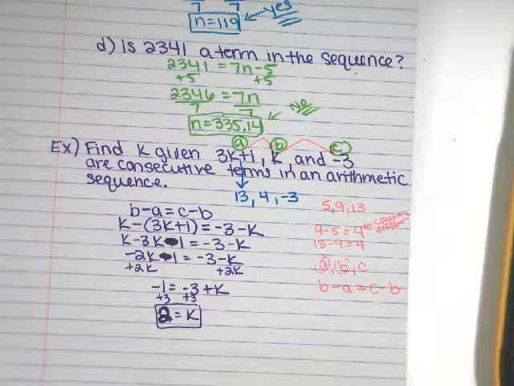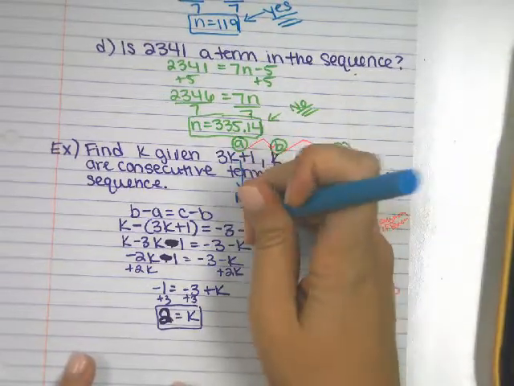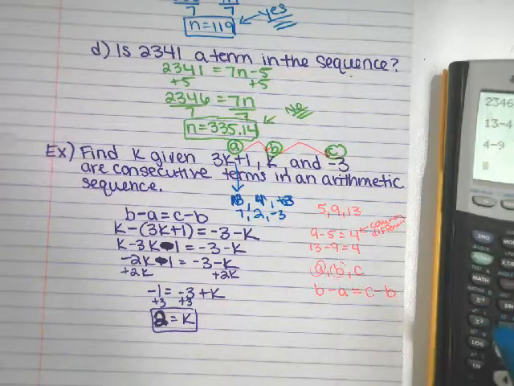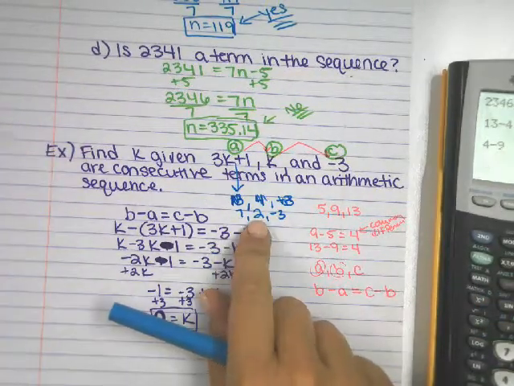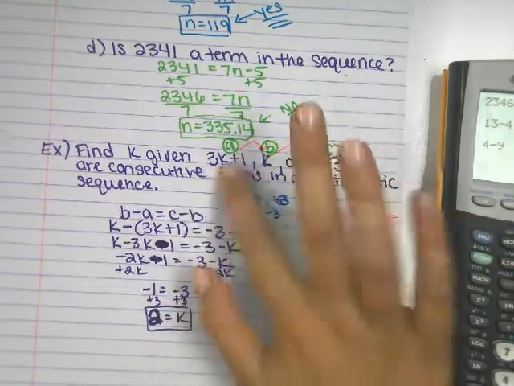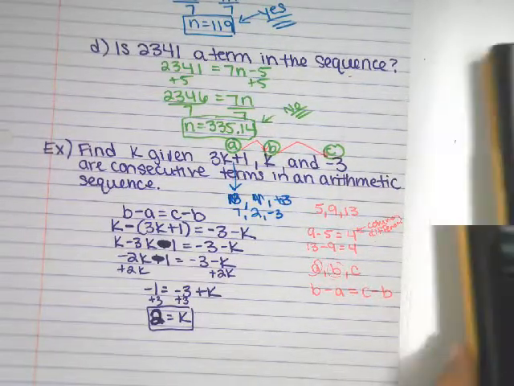So now whenever we plug them in, 3 times 2 is 6, plus 1 is 7. That should be a 2, and then negative 3. Now let's see if that works. So 7 minus 5 is 2. 2 minus 5 is negative 3. So that is an arithmetic sequence. This value of k makes it an arithmetic sequence. So it works. All right, we've got one more example.